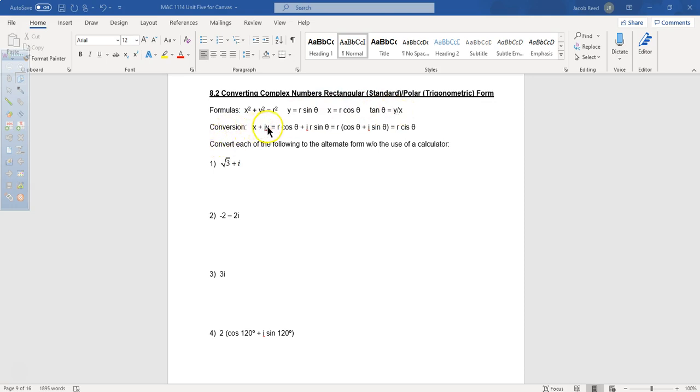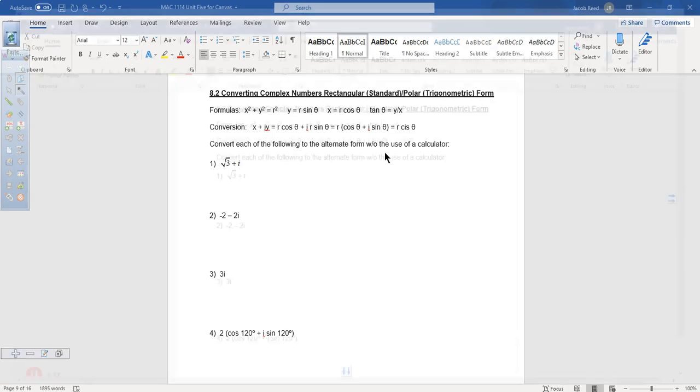Conversion of x plus iy is going to be r cosine theta plus i r sine theta, which we convert down to r times the quantity cosine theta plus i sine theta. And then we convert it down even more to make it simple, easy to write: r cis theta, where cis is cosine plus i sine. So these are not very difficult problems, but they do take a little bit of time.